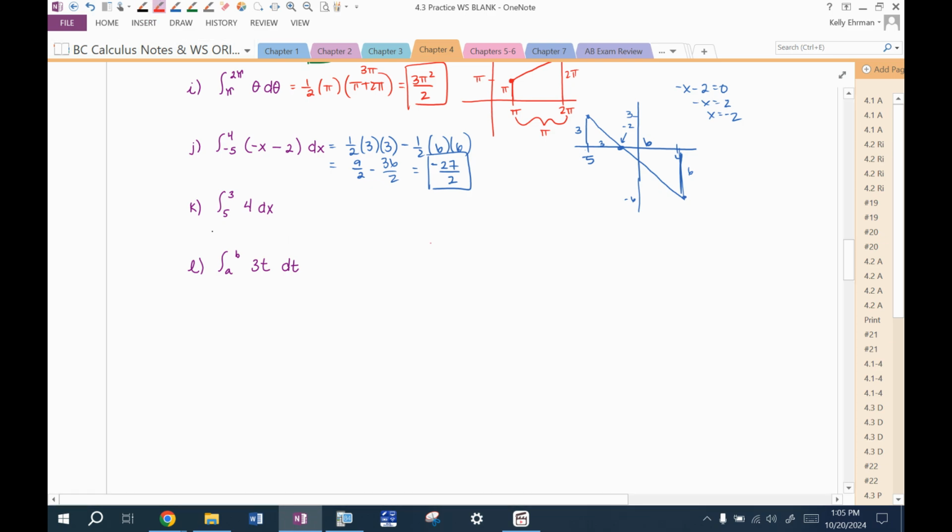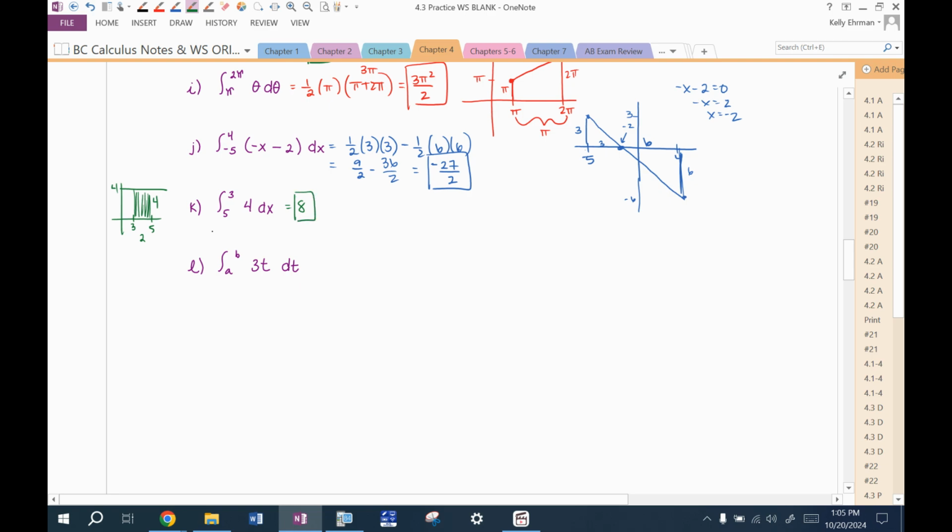Okay, back to a constant function. So for this one, we have a height of 4. We're going from 3 to 5. So that's a height of 4 and a base of 2. So that area is 8.